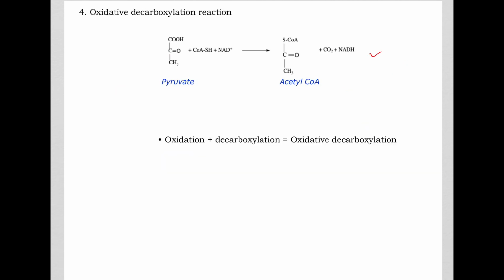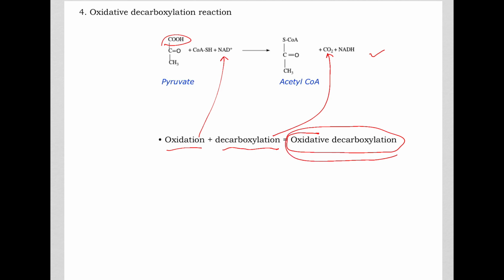Since this reaction is oxidation as well as decarboxylation, we can combine these two words and say that this reaction catalyzed by the pyruvate dehydrogenase complex is called an oxidative decarboxylation reaction. There are a few reactions in metabolism that are oxidative decarboxylation. This is one of them.